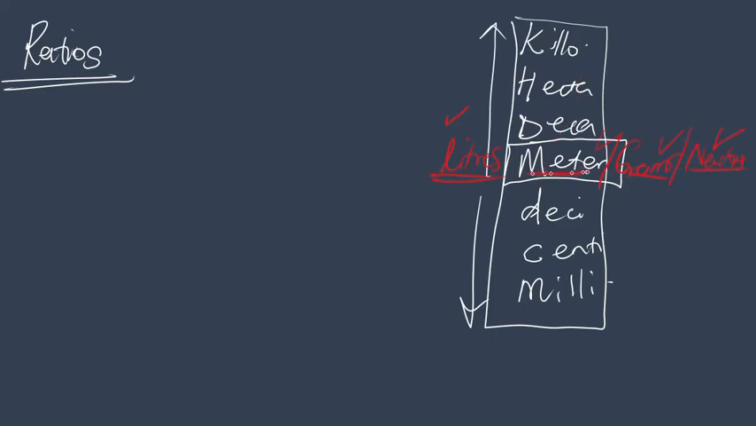So if we're working with liters here, it's kiloliter. If we're working with grams, it's kilograms. Makes sense. And if we're working with liters here, it's milliliter. If we're working with grams, it's milligrams. If we're working with meters, it's millimeters. Make sense? Perfect. Now, on ratios, there are two things that might happen.